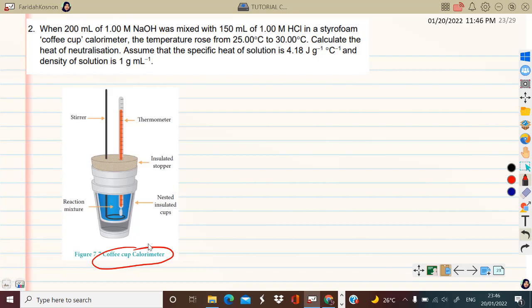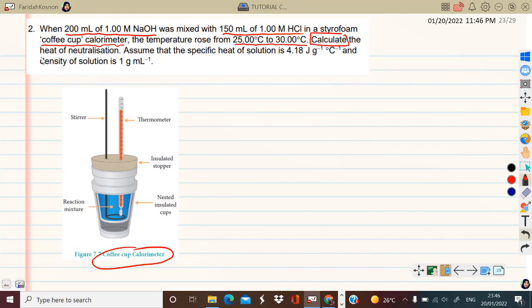Okay, so kita fahamkan soalan ni. When 200 milliliter of 1.00 molar sodium hydroxide was mixed with 150 ml 1.00 molar hydrochloric acid in a styrofoam coffee cup calorimeter. The temperature rose from 25.00 degrees Celsius to 30.00 degrees Celsius. So this one we can determine the delta T nantilah. Okay, so calculate the heat of neutralization.